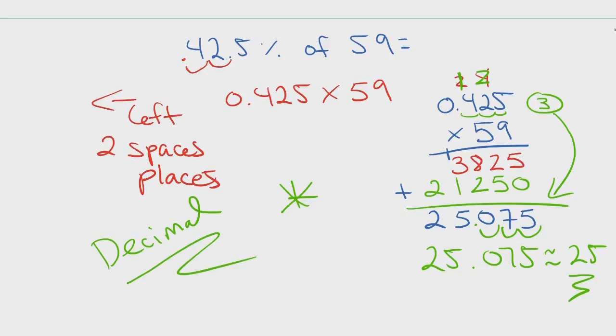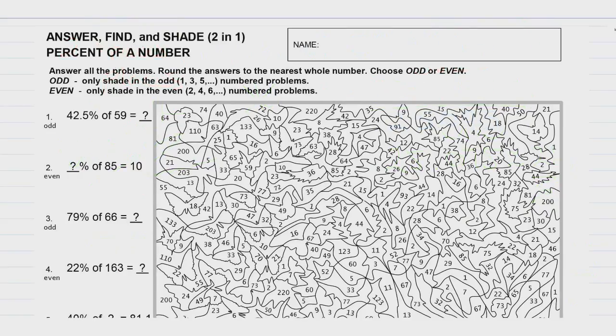So for problem number 1, the answer is 25. If you decide to do the odd problems, you would shade in all the 25s in this picture. If you do the even, you don't shade this one in.